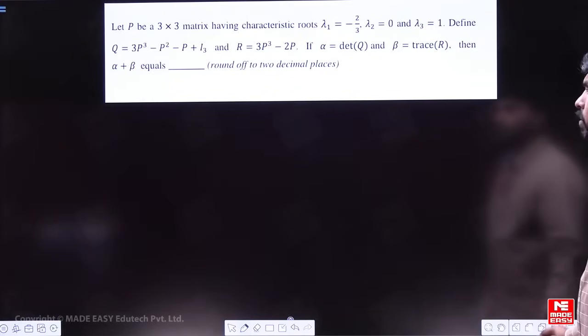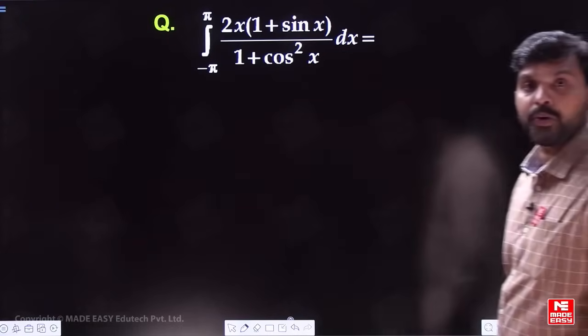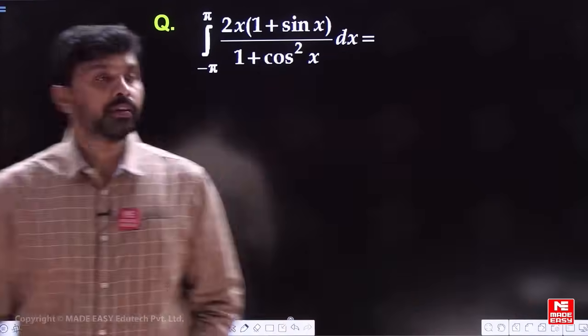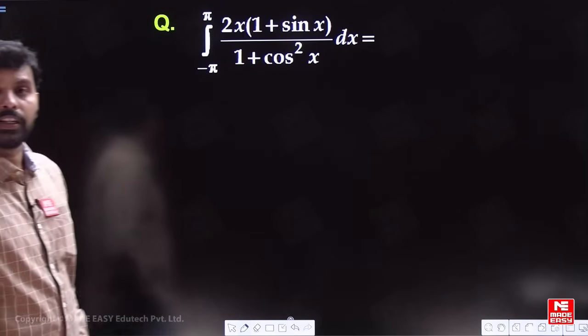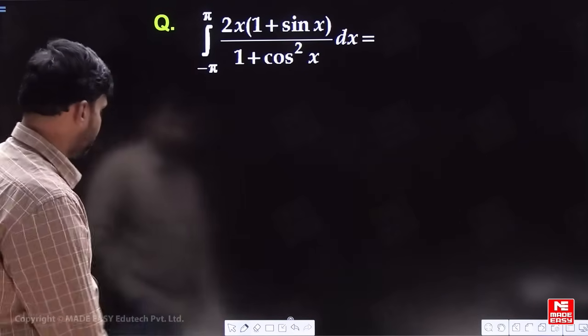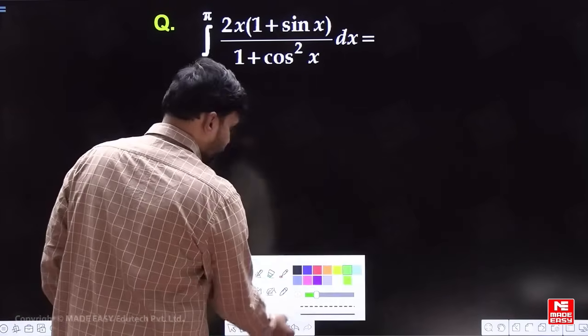Now let's move on to one integral question here. One integral question, right? So it is an integral question. So let's do this one.